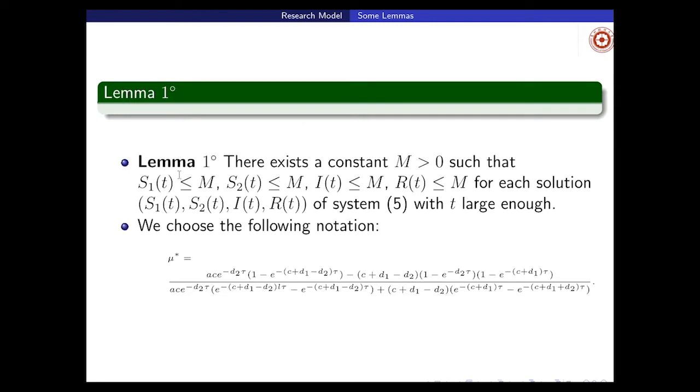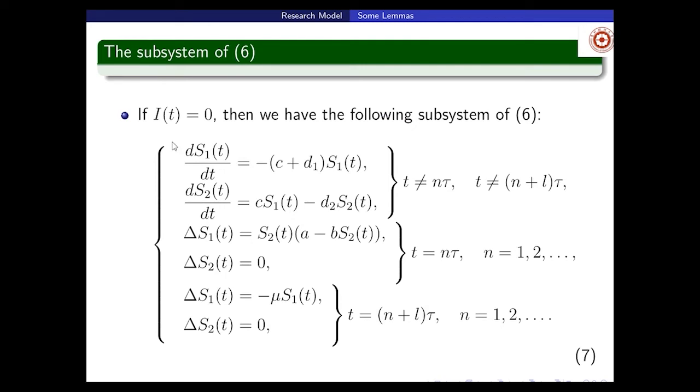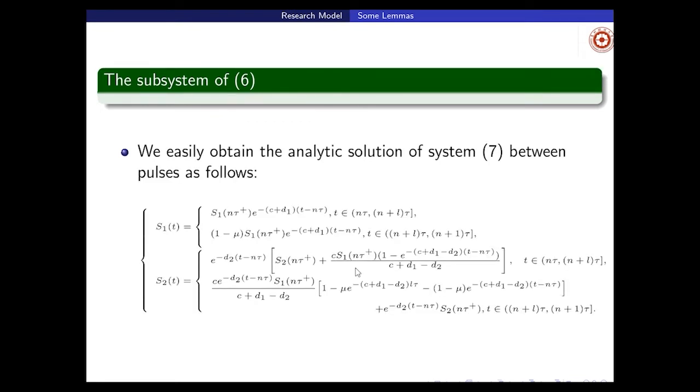Some lemmas. Lemma 1. There exists a constant big M greater than 0, such that S1(t), S2(t), I(t), R(t) less than or equal to big M for each solution S1(t), S2(t), I(t), R(t) of system 5 with t large enough. We choose the following notation: mu star equals this term. The subsystem of 6, if I(t) equals 0, then we have the following subsystem of 6. We easily obtain the analytic solution of system 7 between pulses as follows: S1(t), S2(t) equals this.